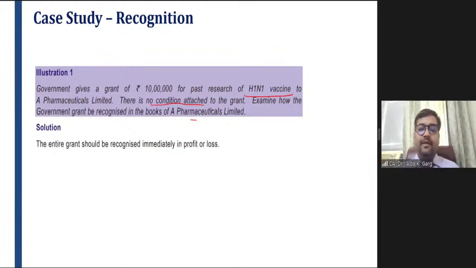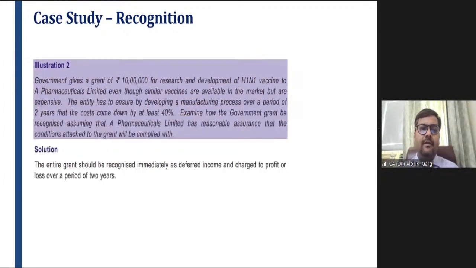Yes, Radha, you are right. Yeah, guys, clear? Any problem in illustration 1? Illustration 2. Guys, please don't see the solution.